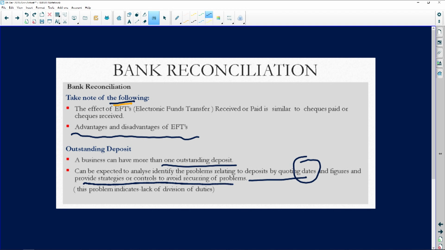It's theft, and you're not allowed to do that. It's tantamount to fraud. So obviously, when you are analyzing your bank reconciliation statement, you'll have to look at what are the strategies or controls to avoid the recurring of problems. Why is this taking place? You now have to find out what's the problem, and it could be a lack of division of duties. Remember, division of duties is to ensure that one serves as a check on the other. You could also have rotation of duties, where one person doesn't keep on doing the same work every time and gets familiar with it. So you rotate your duties as well.